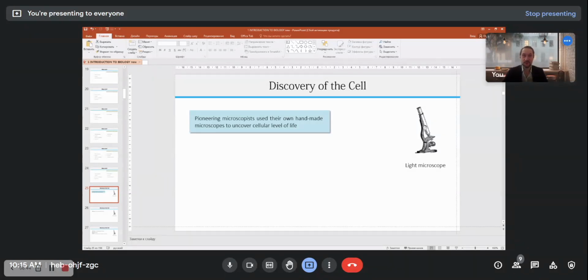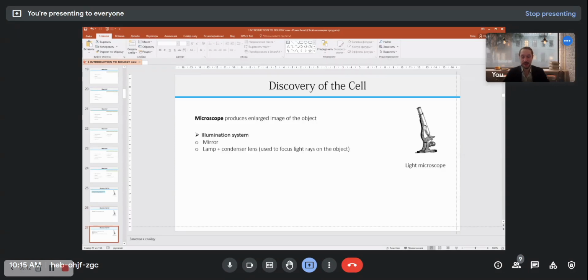And of the first microscopists, some of them were not even scientists, but just curious people who wanted to know a little bit more about life outside, life of the world that surrounds us. So let's have a brief look at the microscope. A microscope is a special device that produces an enlarged image of the object, and it consists of three main systems.